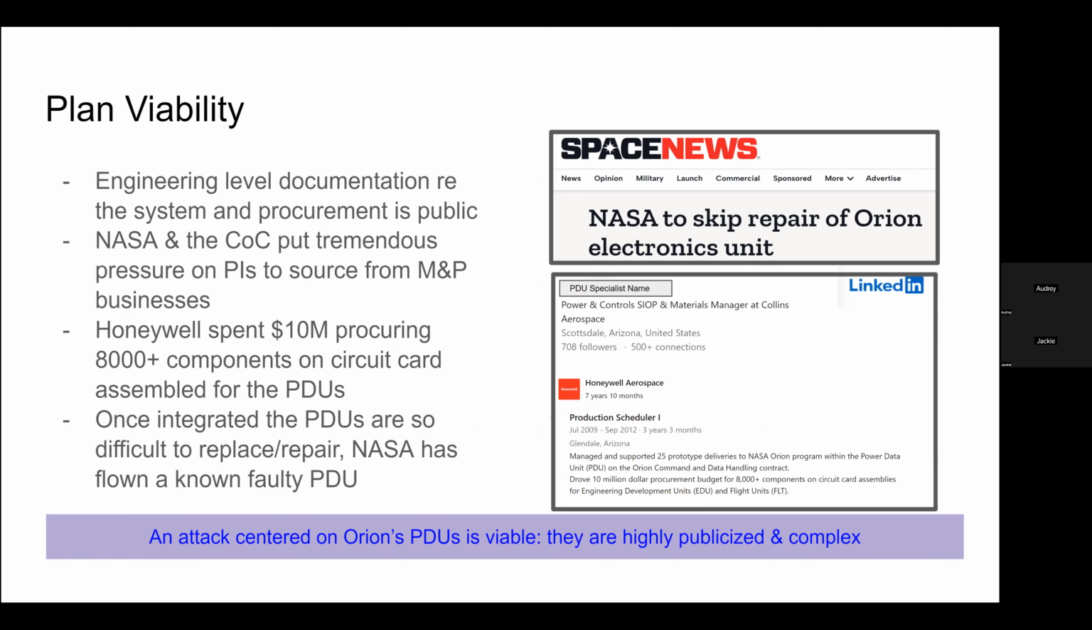Is this plan viable? We think that it is. There's a high level of engineering documentation that's public, as well as procurement information that's public. We know that there's government pressure to source subcomponents from mom and pop shops nationwide. And we know that Honeywell, who built the PDU, sourced over 8,000 components on their circuit card assemblies. Plus, we know that once integrated, the PDUs are so difficult to replace or repair that NASA has even flown them, knowing that one had a fault in the past.